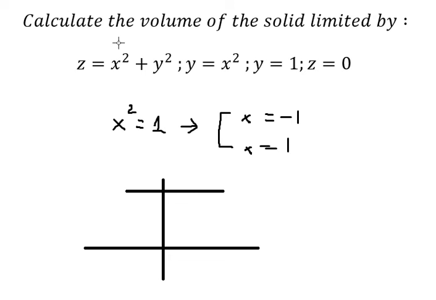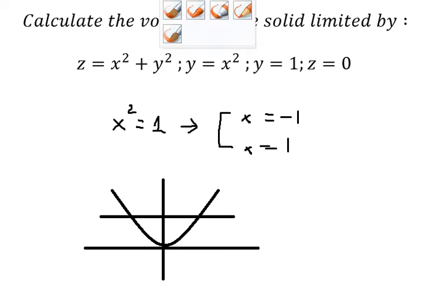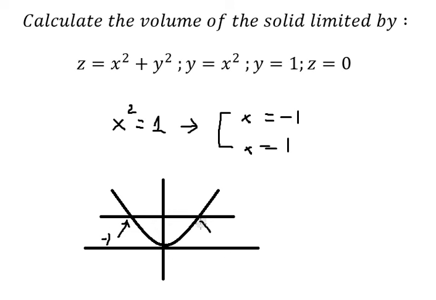About s squared, the graph should be like this. Y equals 1, the graph should be like this. And the intersections in here are negative 1 and this is positive 1. So the bounds of s should be from negative 1 to positive 1.